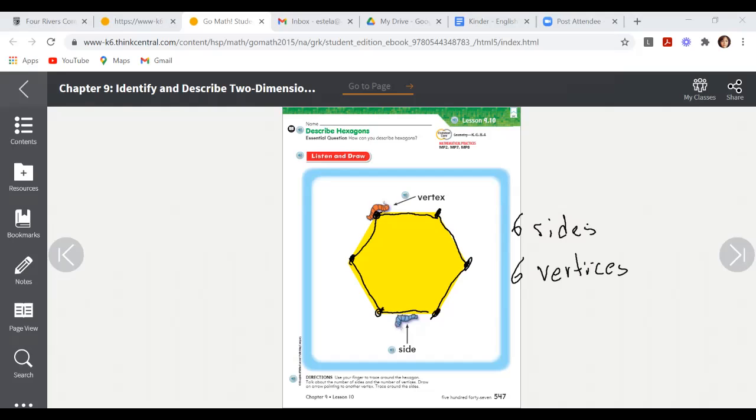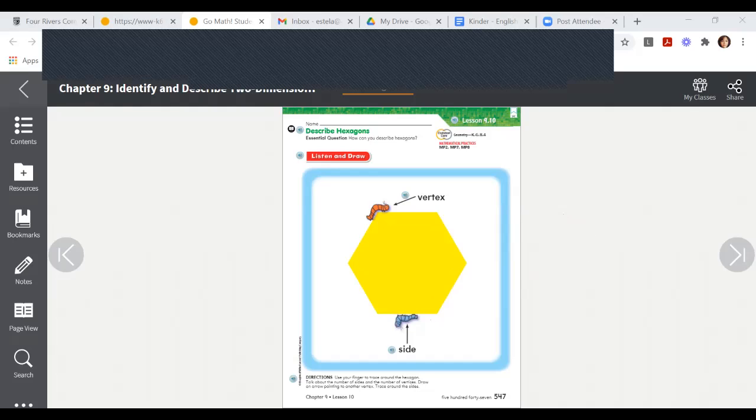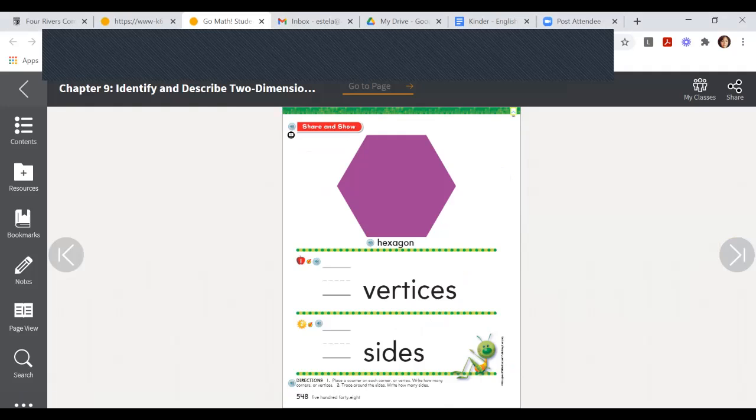Okay. That's how we can describe the hexagon. It must have 6 sides and 6 vertices. Okay, let's go to the next page. Okay.